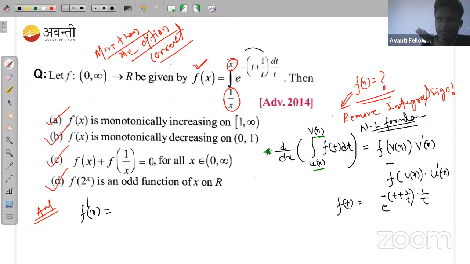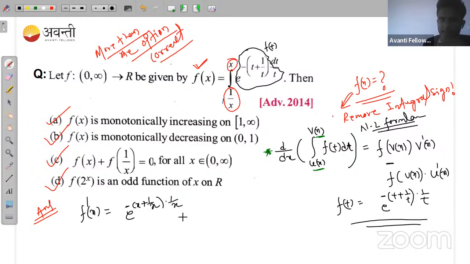Except dt, the remaining terms are f of t only. This is your f of t. So now f dash x will be what? You have to put x in place of t. So what will it be? Like e to the power minus x plus 1 by x into 1 by x into derivative of x, that is 1 only. Now minus, what I have to do, I have to put 1 by x in place of t.